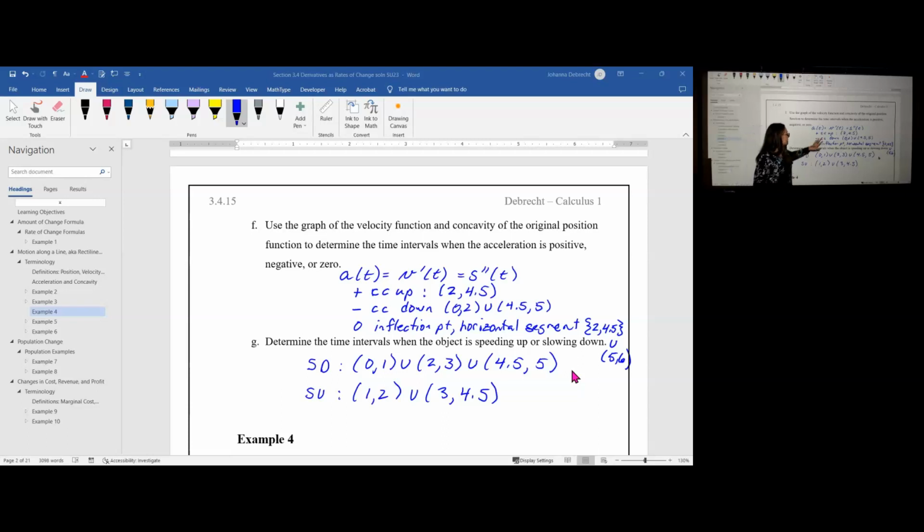When we look at this, it's concave up between that 2 and 4.5 section. It's concave down between 0 and 2, and again from about 4.5 to 5. We have an inflection point where the acceleration is 0 at 2 instants in time, 2 and 4.5, and over the extended time interval from 5 to 6. It's speeding up between 1 and 2 and 3 and about 4.5. And it's slowing down between 0 and 1, 2 to 3, and again from 4.5 to 5.